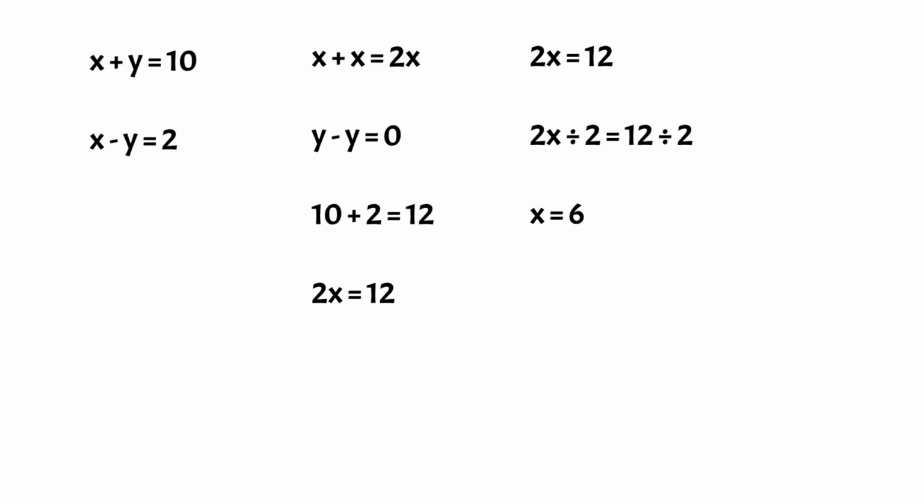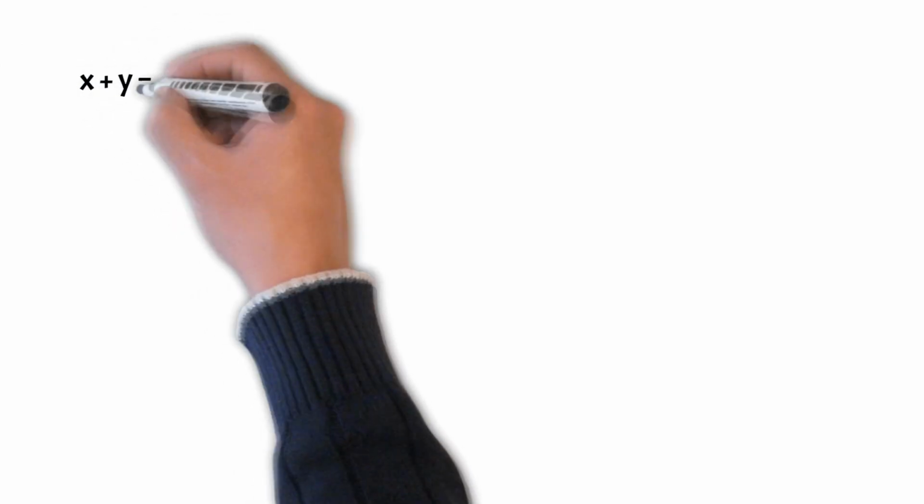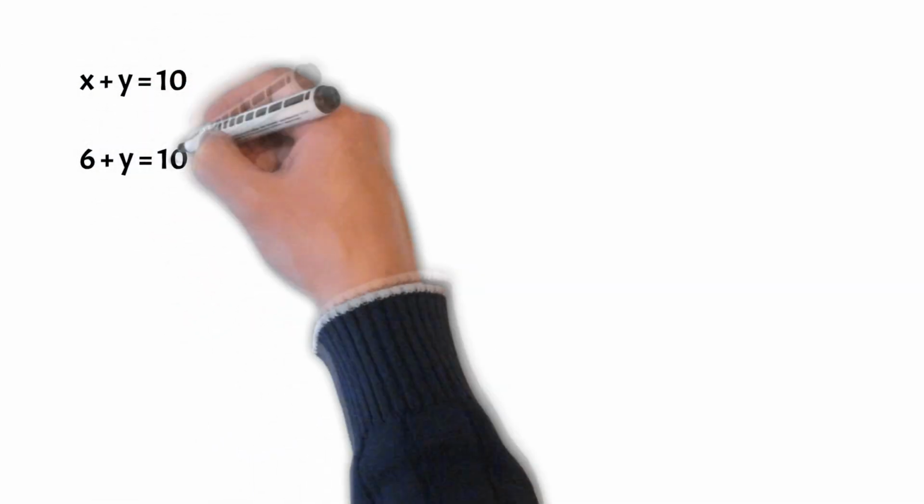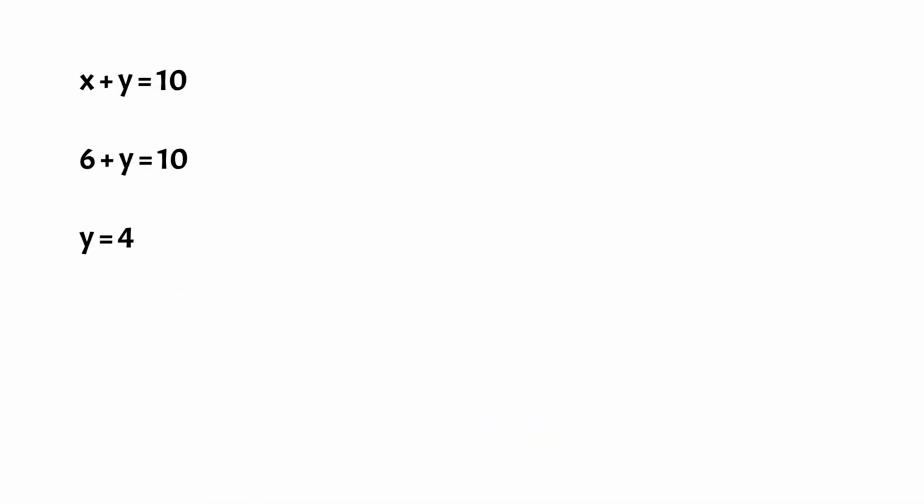But we're not finished yet. We still need to find y. Now substitute x equals 6 into either original equation. Let's use x plus y equals 10. Replace x with 6. So we have 6 plus y equals 10. Subtract 6 from both sides, and we get y equals 4. So our final answer is x equals 6 and y equals 4.